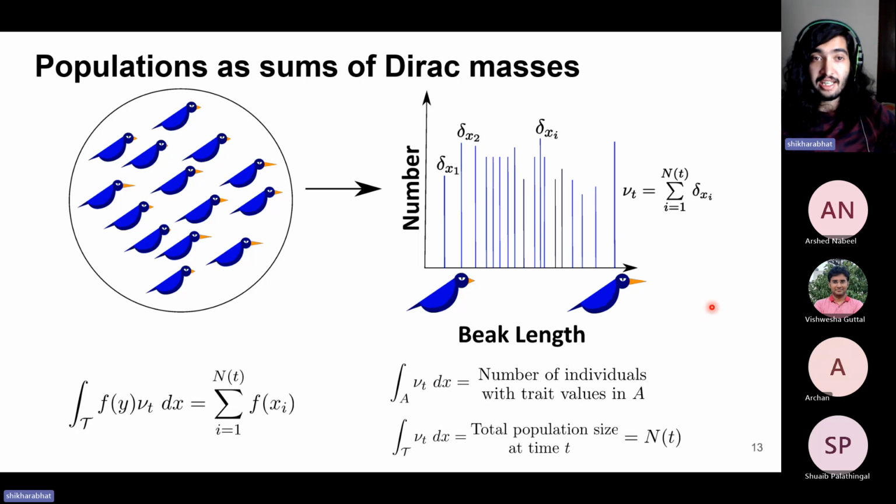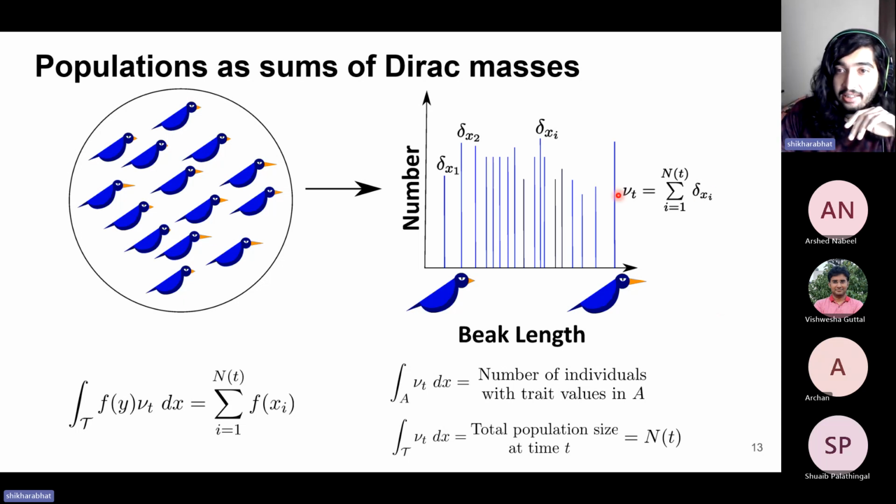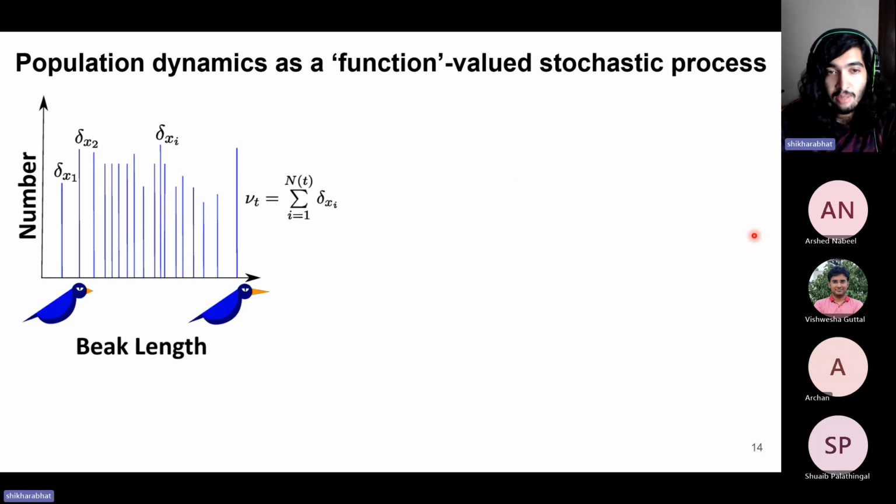This is how I will choose to characterize my population, not as a list of numbers, not as a vector or a matrix, but instead as this sum of Dirac masses, which you can intuitively think of as a function if you like, but properly is something called a finite measure. We can now describe how the population changes, now that we've described what the population looks like.